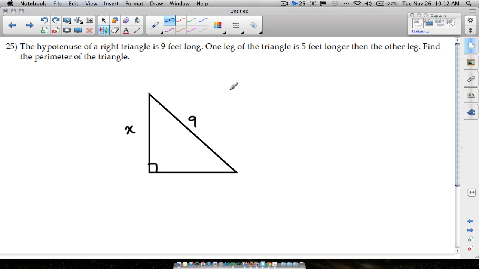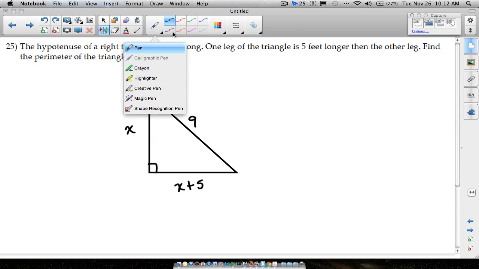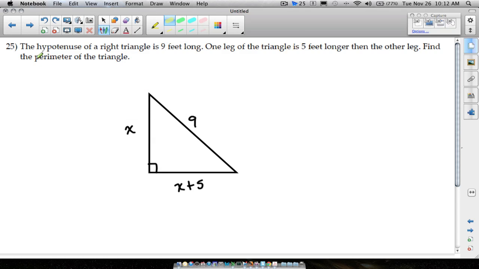So if this one's X, it says one leg of the triangle is 5 feet longer than the other leg. So if this leg is X, this one right here can be X plus 5. Whatever this one is, this one right here is going to be 5 feet longer. Find the perimeter of the triangle. So what we need to do here, we've got to find what X is first. And once we find what X is, we can come back and plug it in and we can find the distance all the way around this triangle. Because remember, the perimeter is the distance around a shape.